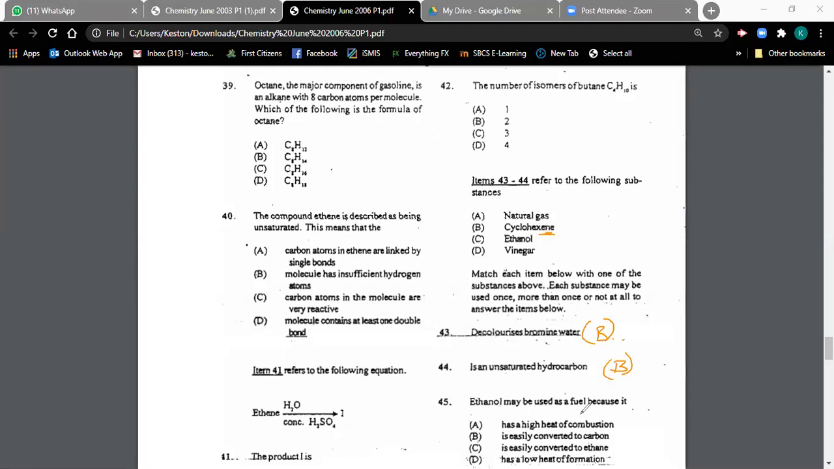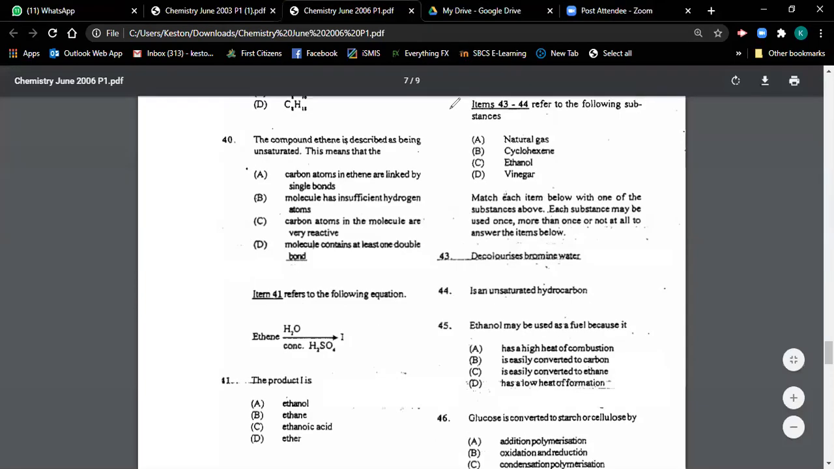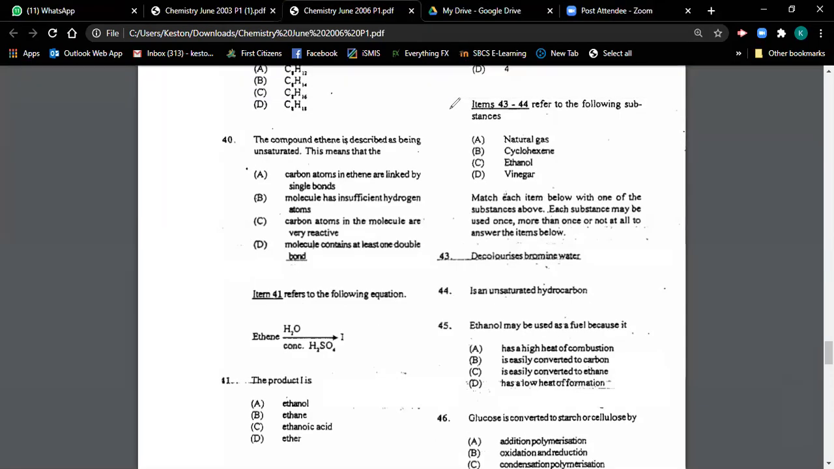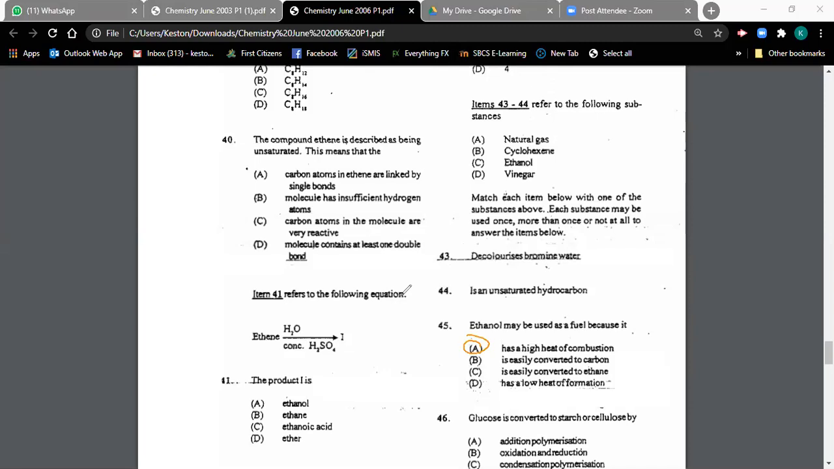Right? Ethanol may be used as a fuel because why? Why can we use ethanol as a fuel? Fuels need to have what? A high heat of combustion. Think about petrol. That's why you can't smoke or go around gas with naked flames. It has a high heat of combustion. I mean, you don't even need to be too close. The vapors themselves can ignite.